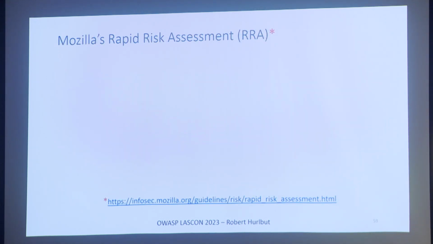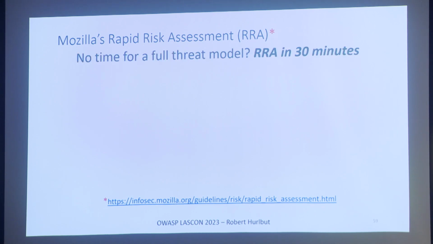We'll take a look at RRA. It's something that Mozilla put together a number of years ago, rapid risk assessment. And so instead of having to do a full threat model every time, they do an RRA in 30 minutes. Now this applies to lots and lots of microservices that they're using. So it's a very focused approach, but they have tens of thousands of microservices that they're running.